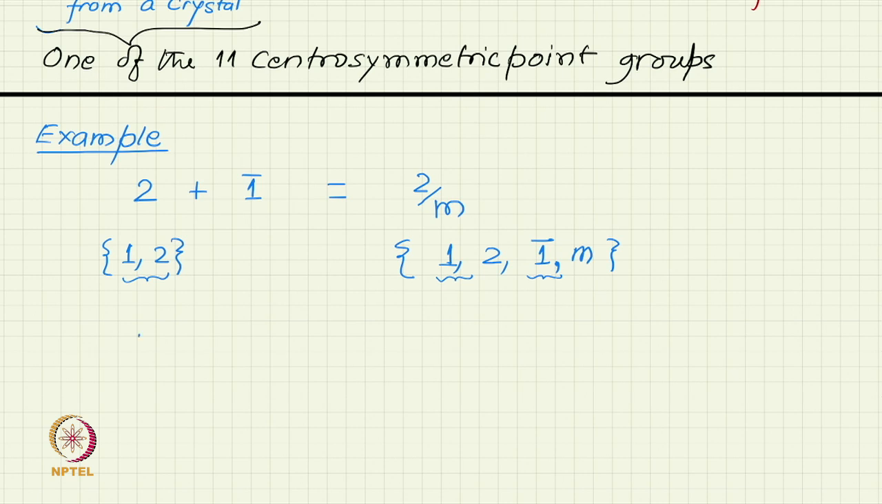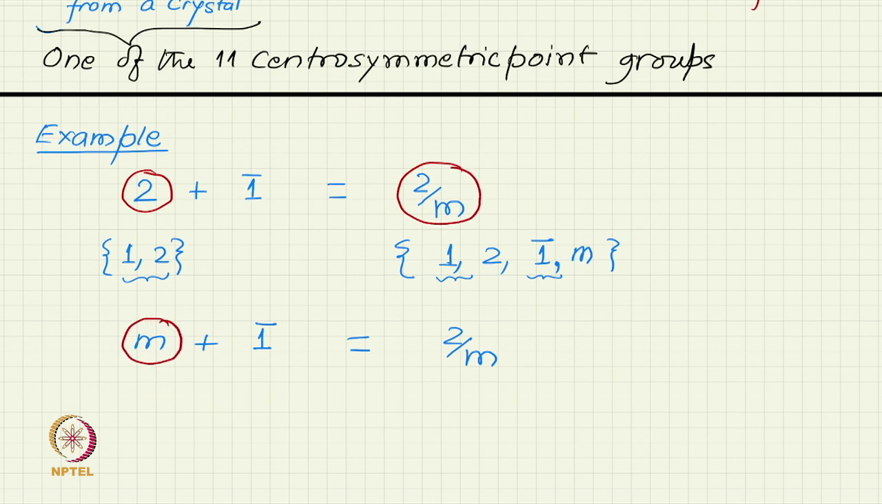Now, towards the end of the last video, we also showed that if you add 1 bar to m, again you get 2 by m, which means the diffraction pattern of a crystal having point group 2 will be 2 by m. The diffraction pattern of a crystal having point group m will be 2 by m, and of course, the diffraction pattern of a crystal having 2 by m point group will also be 2 by m.